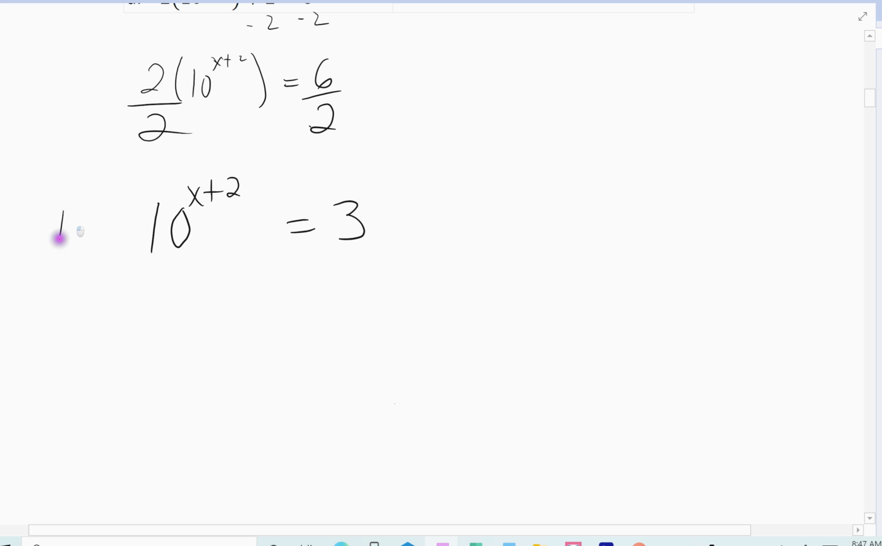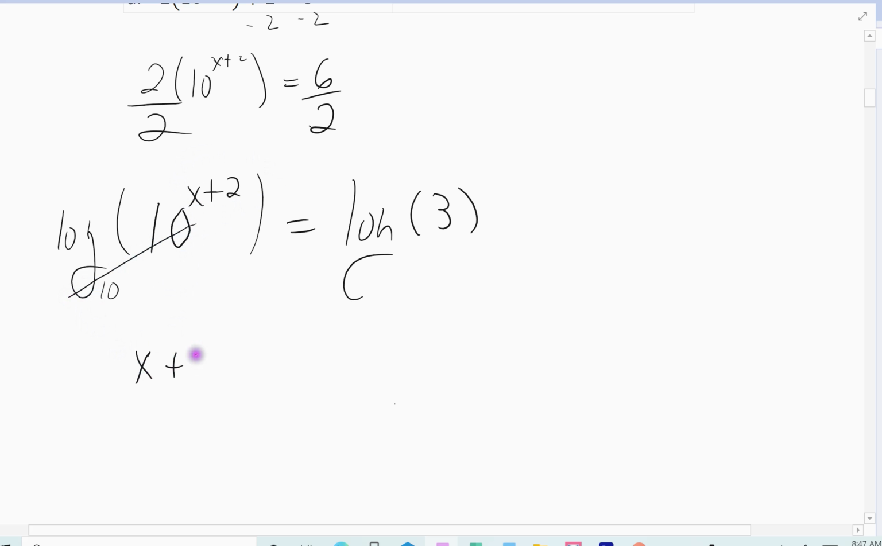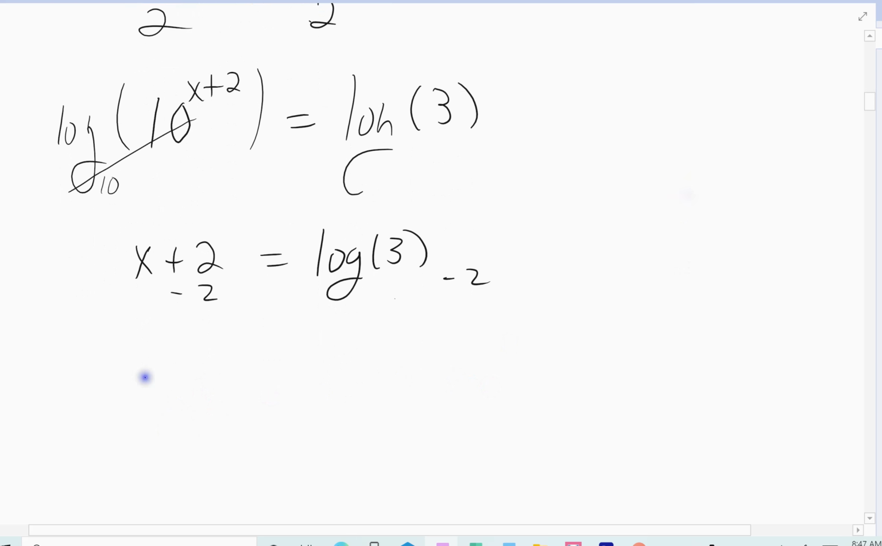I'm going to take the log base 10 of both sides. Whatever I do to one side, I have to do to the other. The reason I do that is this log base 10 cancels with that 10. They undo each other, leaving me with just the exponent, which was x plus 2. Over here, I still have a log of 3. And it's log base 10; if I write it without anything, it's base 10. Then it's just solve for x, I subtract the 2. And so x is exactly log base 10 of 3 minus 2.